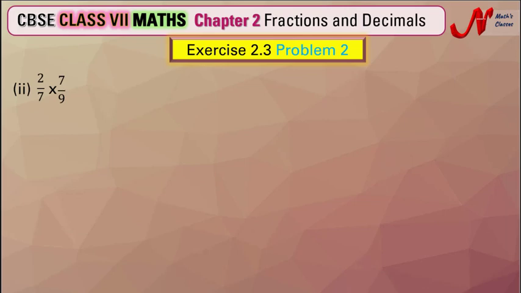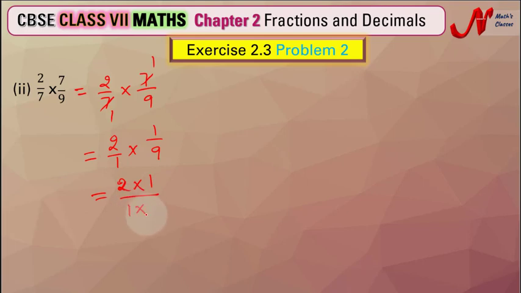Now we can solve the second bit of the second problem. Here 2 by 7 into 7 by 9 is given, which is equal to 2 by 7 into 7 by 9. We can cancel 7, so 7 ones are 7, which is equal to 2 by 1 into 1 by 9, which is equal to 2 into 1 divided by 1 into 9, which is equal to 2 by 9.